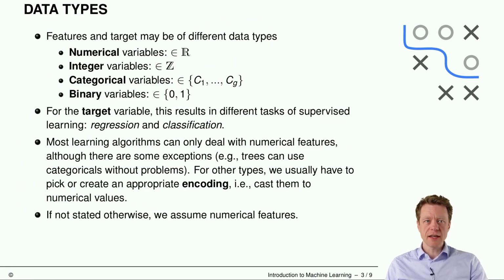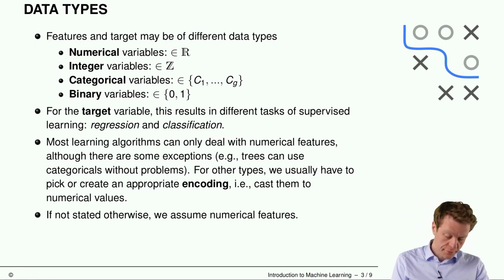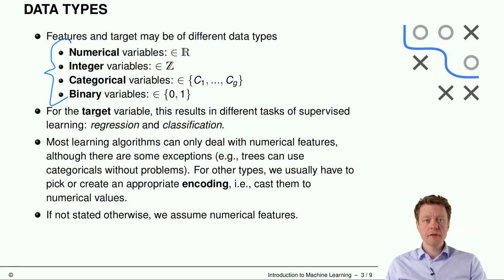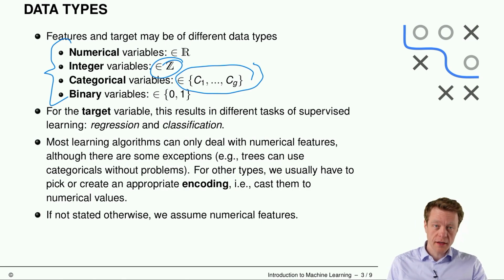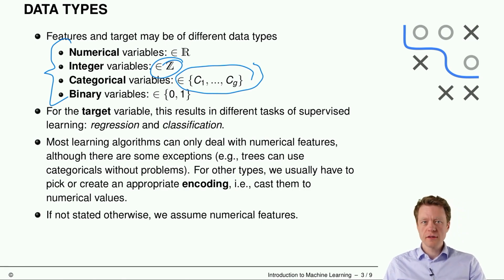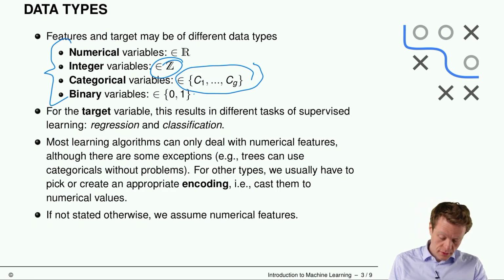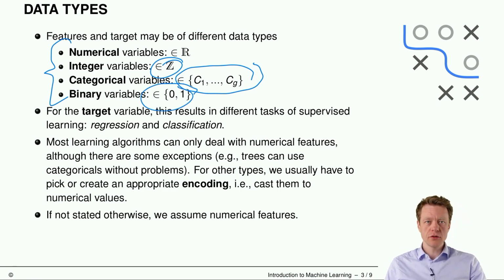There are different data types that apply both to the target and the feature variables. We have 4 types. Here, numerical variables are just real numbers. Integer variables live in Z, so they go from 0, 1, 2, but also -1 and -2. Then we have categorical variables. So this is just a finite set of different categories, can also be characters, A, B, C. And then last but not least, we have binary variables, usually denoted with 1 and 0. Sometimes we also encode this as 1 and -1, but we will make clear which is which when we get to it.